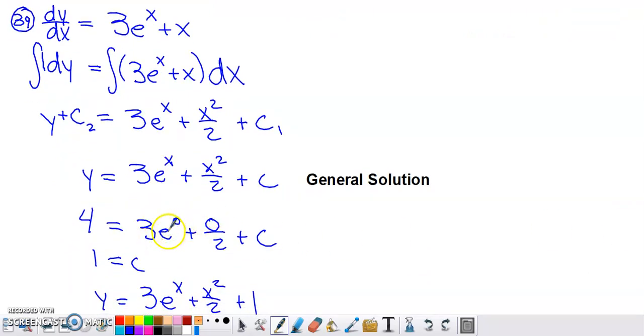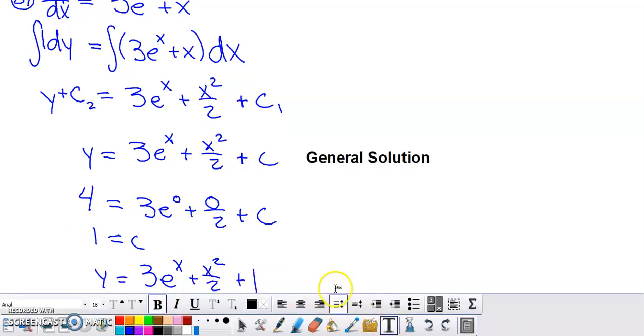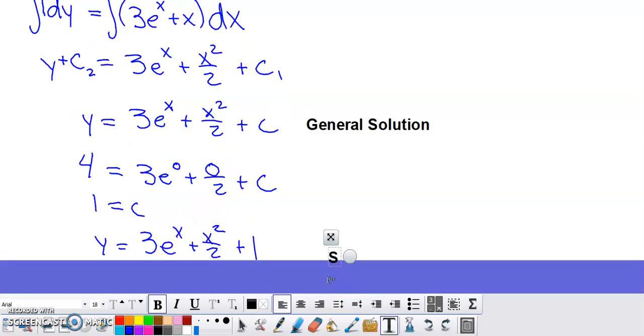E to the 0 is 1, so this piece right here is a 3. 0 squared over 2 is just 0. And then I have the plus c. So if I'm trying to solve this for that constant c, I would just have to subtract the 3 from the 4. That leaves me with a c value of 1. And then my specific solution, sometimes referred to as particular, let me see if I can include that on the screen there. So this is called the specific solution or particular solution.